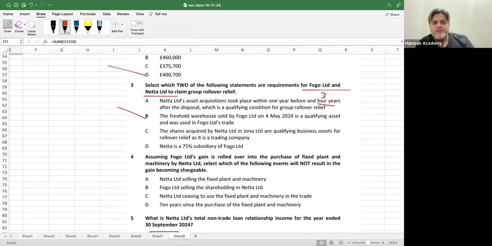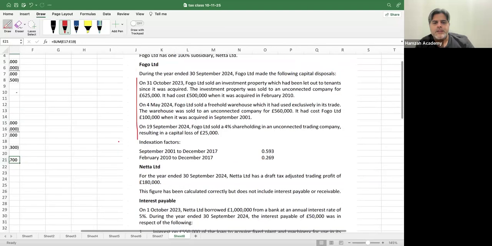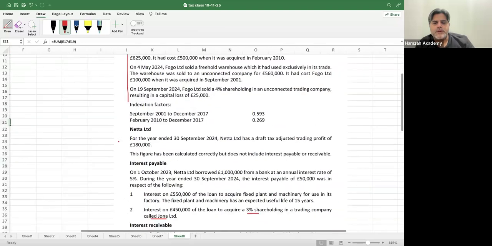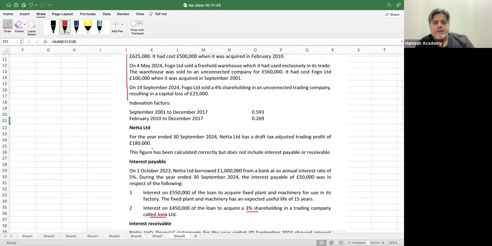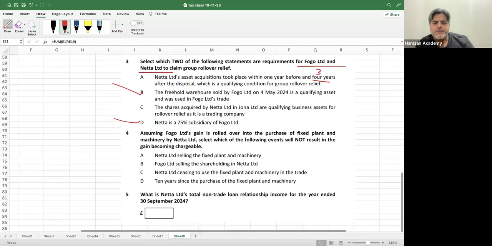Nita has a 75% holding of Fogo Limited. Yes, this is true over here, right? Nita is going to be the 75% holding, because if I look at this Nita, this is the 100% subsidiary. So technically, yes, the 75% point is met over here as well, right? So B and D are going to be the correct answers over here.